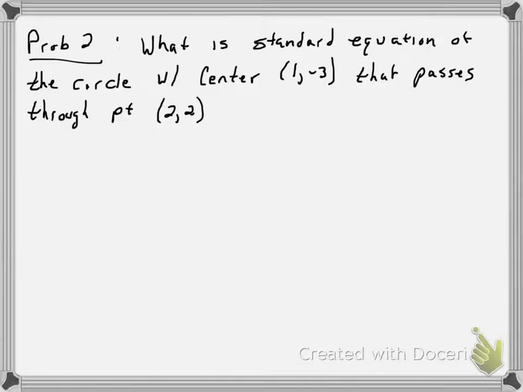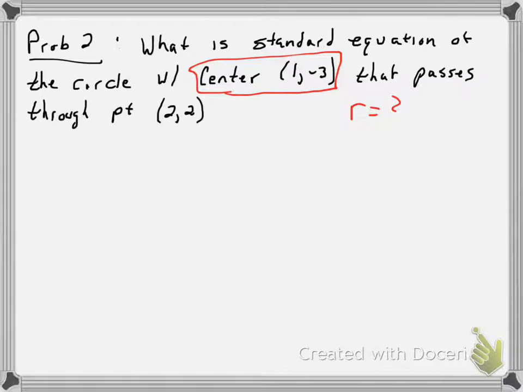Problem 2 talks about a standard equation of a circle with center at (1, -3) that passes through the point (2, 2). Well, they give us our center, and again, we need two things. We need center and we need our radius. We don't know what our radius is, so we got to find it. You could draw this out and plug it in if you wanted to, but I would just go ahead and use the distance formula here.